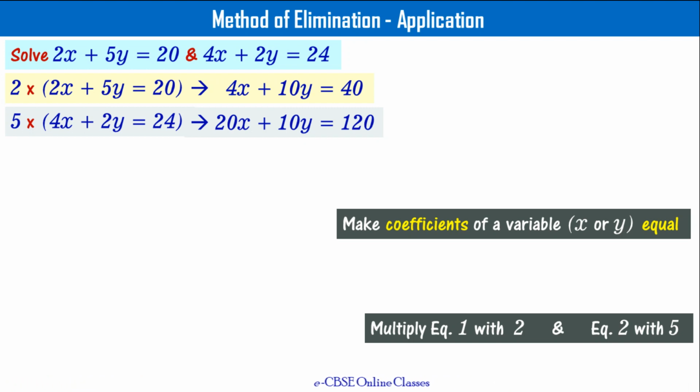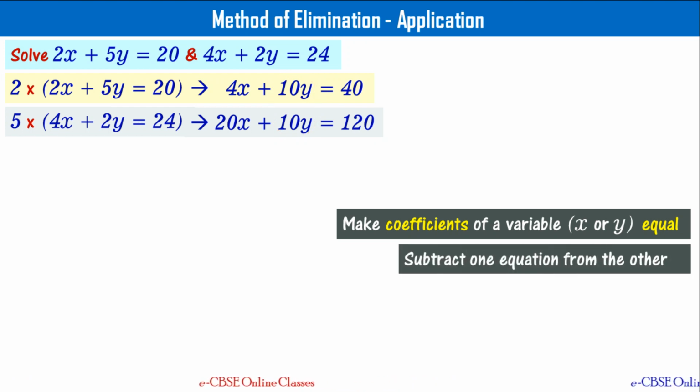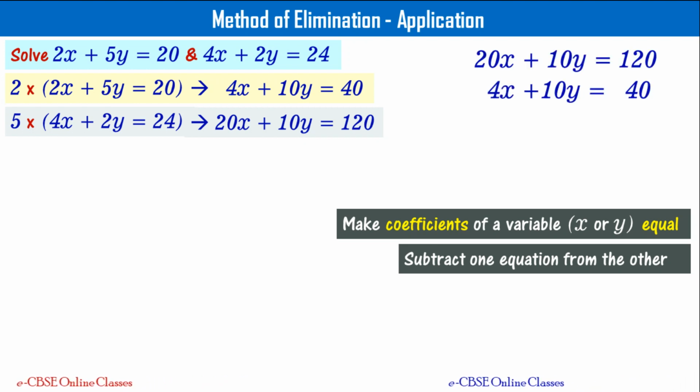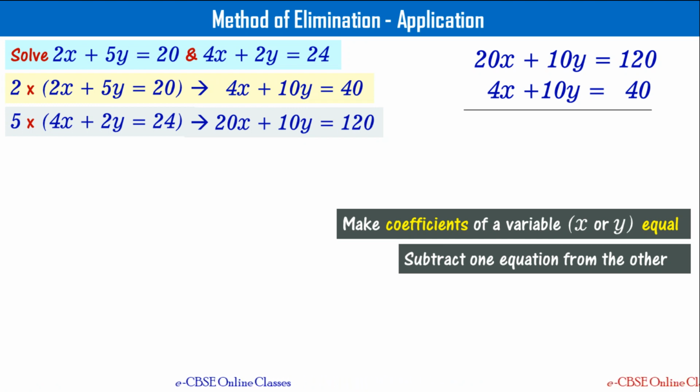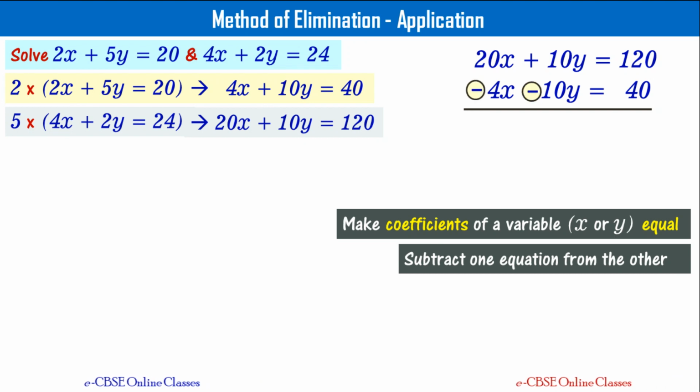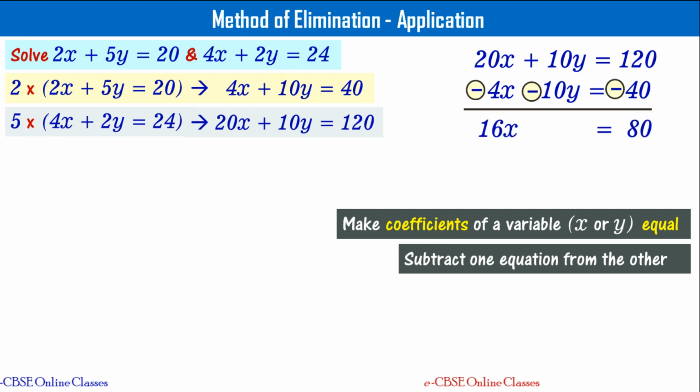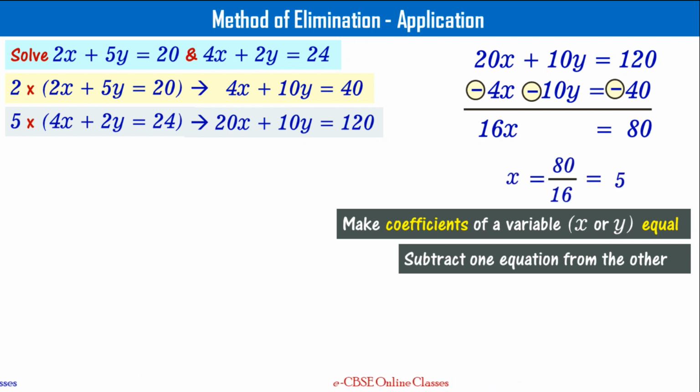Let's observe this pair of equations now, modified form of equations. The coefficient of variable y is made equal, that is equal to 10, right? So it means we are done with step 1. Now let's go to the step 2, that is subtract one equation from the other. For that, I'm subtracting 4x plus 10y equal to 40 from the other equation 20x plus 10y equal to 120. When I subtract, I get 16x equal to 80. It means x equal to 5.